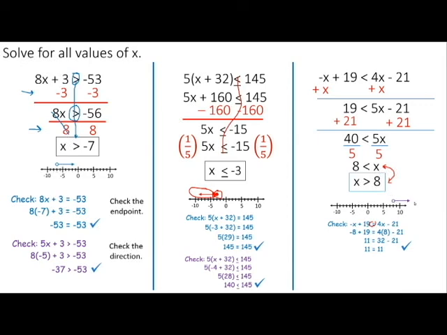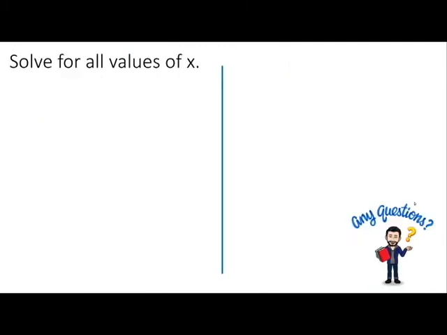I then pick any number to the right of that, and I check again. Once again, I end up with 11 is less than 19, which is true. Therefore, I know my answer is correct. Not too bad, right? Let's do a couple more that look a little bit different. Again, pause the video, try this on your own, and then watch me do it.